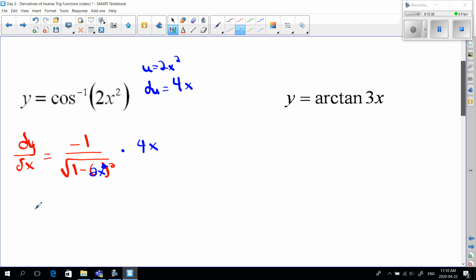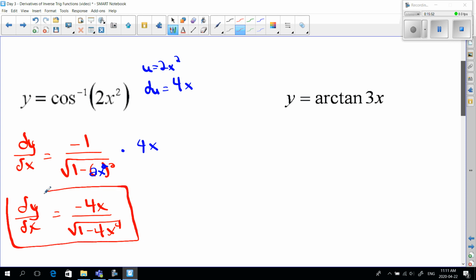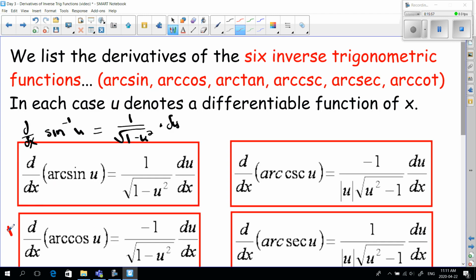When I simplify this, I'm left with negative 4x over the square root of 1 minus 2x squared times 2x squared, which would be 4x to the 4th. That is your answer. Again, all I was doing is using this rule right here: negative 1 over the square root of 1 minus 2x squared to the power of 2, times 4x.